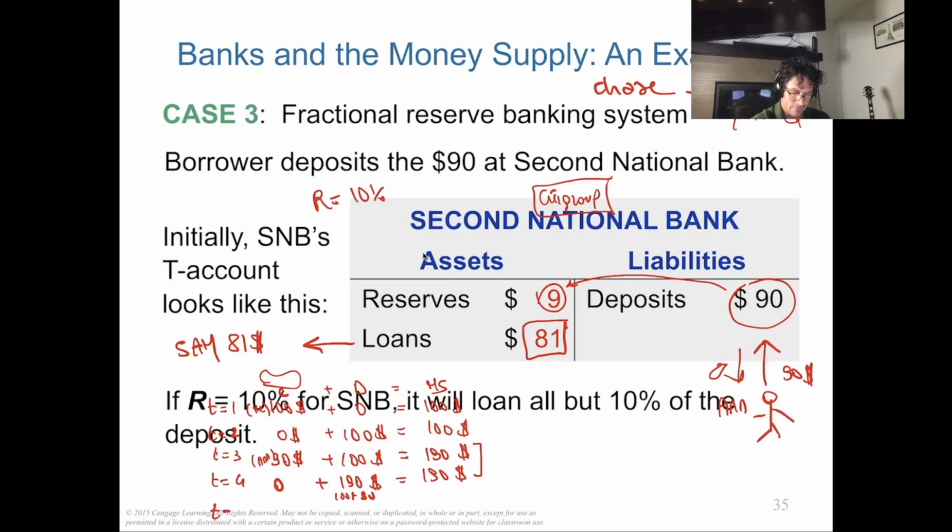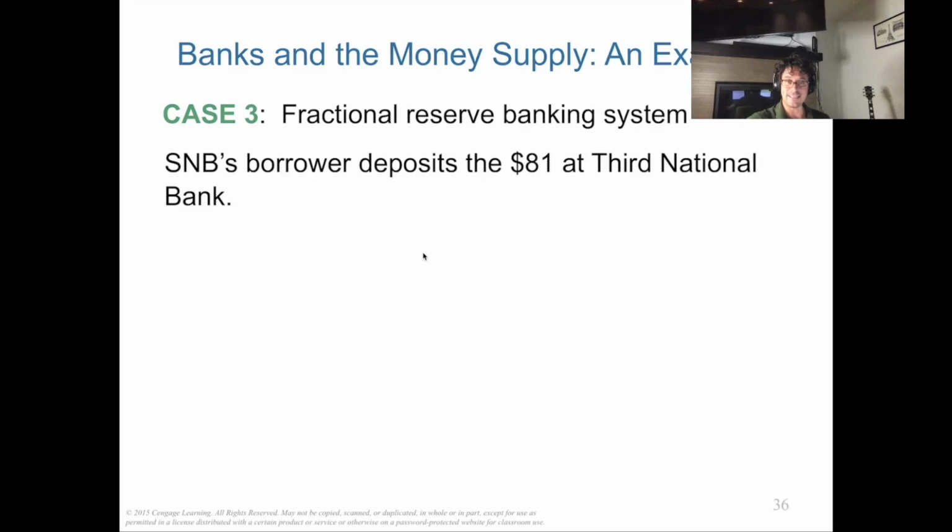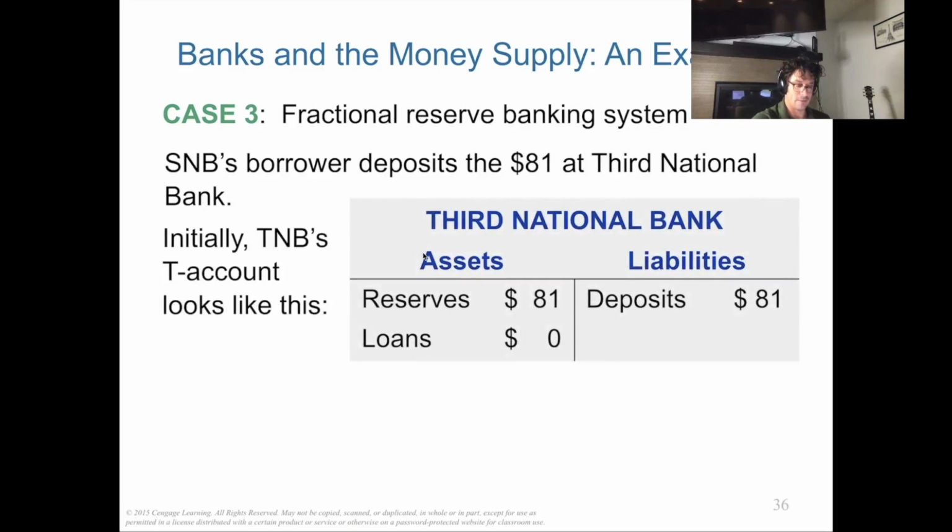At T equals 5, we get that there are $81 received by Sam plus $190. So again, the money supply has increased. So now we have $261 in the economy. Sorry, I misread that, so this is $271 in the economy. So you can see that the second borrower received this $81.